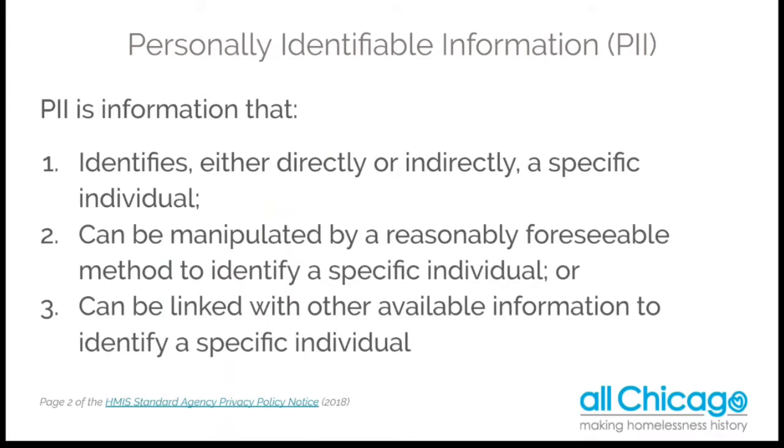Personally identifiable information, or PII, is information that identifies, either directly or indirectly, a specific individual. This includes name, address, social security number, or any other identifying number or code, telephone number, etc. It's information that can be manipulated by a reasonably foreseeable method to identify a specific individual, or information that can be linked with other available information to identify a specific individual. One example would be information that can be used to Google someone and, as a result, identify a specific individual.